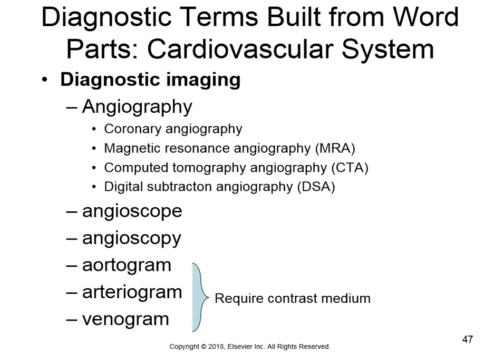An angioscope would be the instrument to look at this. Angioscopy would be the process of doing it. We also have an aortogram, which would be the picture of the aorta, an arteriogram, which would be a picture of an artery, and then a venogram, which would be a picture of a vein. To get a good visualization of those things, they all require contrast media.